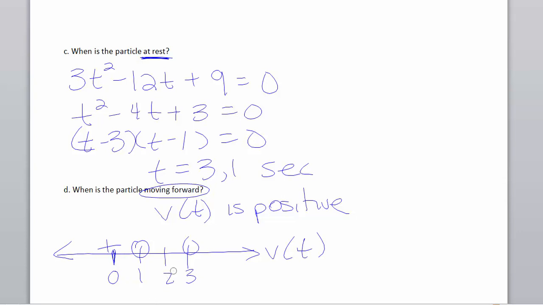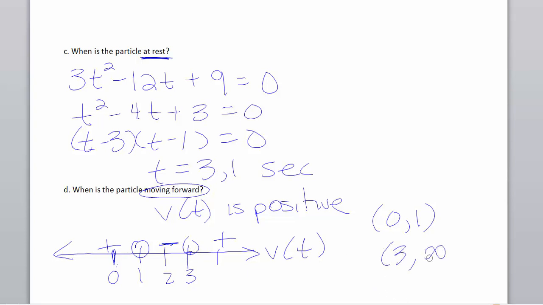Now I'm going to plug 2 into my velocity equation. You could either plug it in factored or original. It doesn't matter. If I plug 2 in, I get a negative times a positive, which is a negative. And then if I plug 4 in, I'm going to get a positive. So I'm moving forward from 0 to 1 second, then I'm moving backwards from 1 to 3. Then I'm moving forward again, 3 to however long I go.